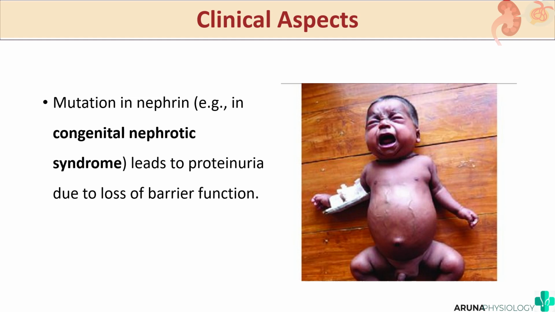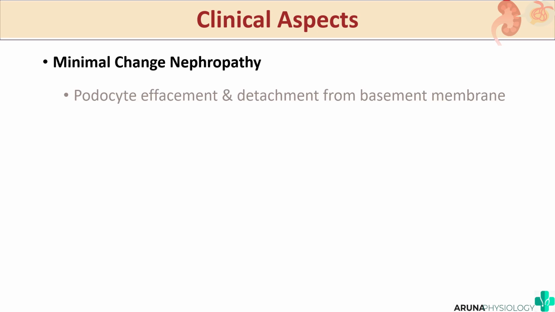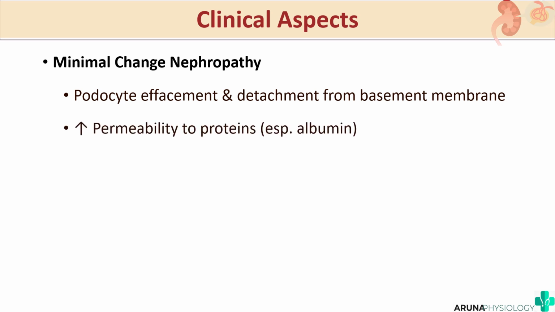So see, if nephrin is not there, what happens? These proteins, that is albumin and all, can be wasted through the urine, which in turn will cause edema and further protein loss for the baby. Okay. Another important clinical aspect is minimal change nephropathy. Again, this is a condition in which the filtration slit is affected, or the filtration barrier is affected. So in this case, what happens is the podocytes become detached from the basement membrane, so that the permeability to the proteins, especially albumin, increases.